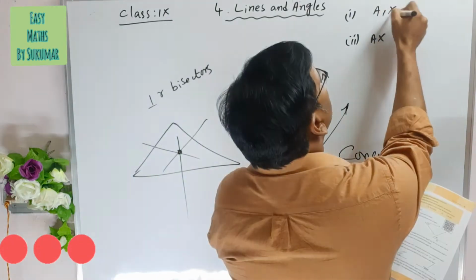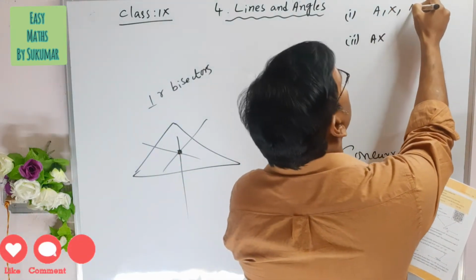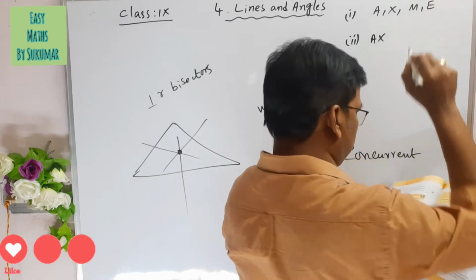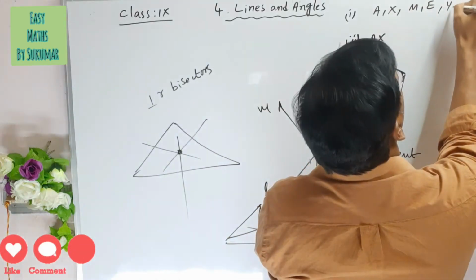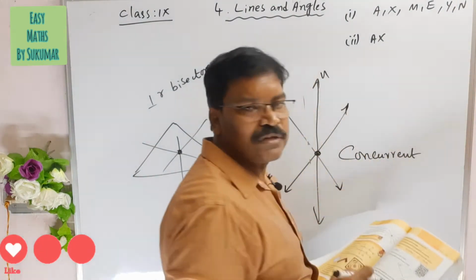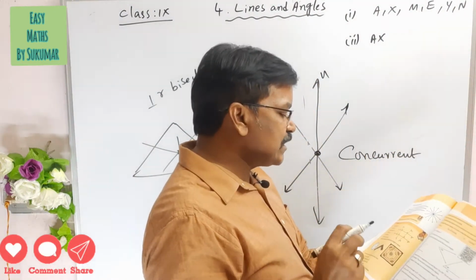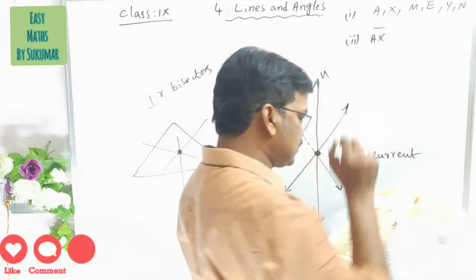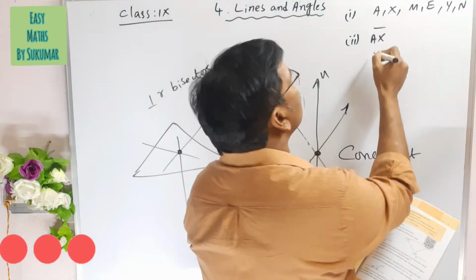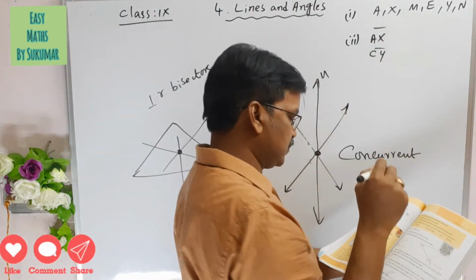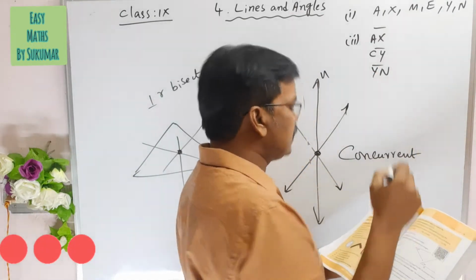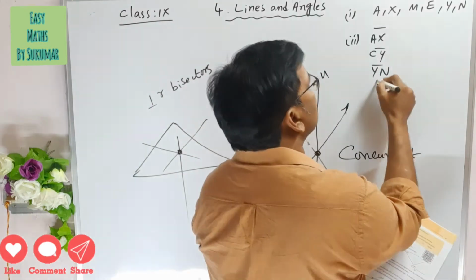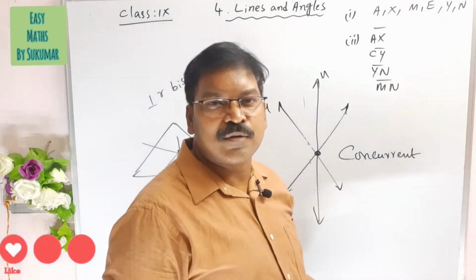AX. I will write the points also. A, X, M, E, Y and N. These are the 6 points. Now what are the line segments here? AX is a line segment. CY is a line segment. YN is a line segment. MN is a line segment. These are line segments. Okay, my dear students.